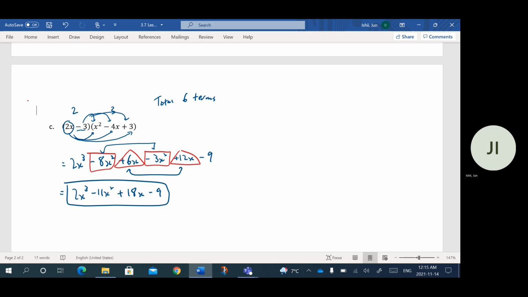All right. Cool, guys. So that is multiplying polynomials, part 1.